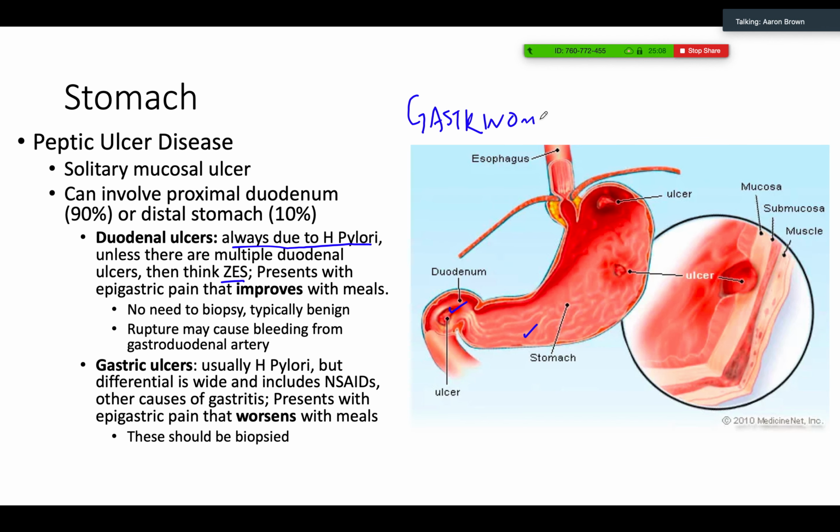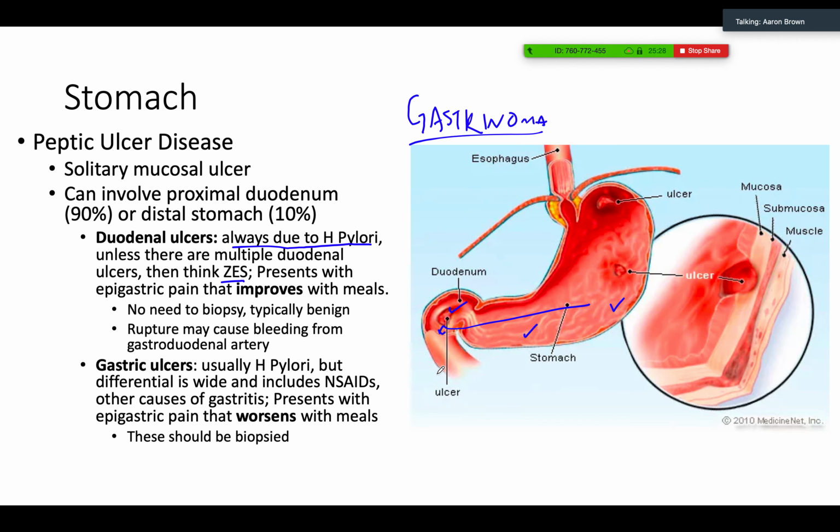Gastrinoma. Meaning, it is a tumor that secretes gastrin. If you have a tumor that secretes gastrin, either in the pancreas or somewhere in the duodenum, the parietal cells of the stomach are going to increase the amount of acid that they're secreting. All that acid is going to hit the duodenum and give you multiple ulcers.